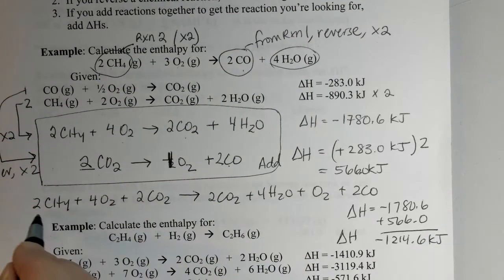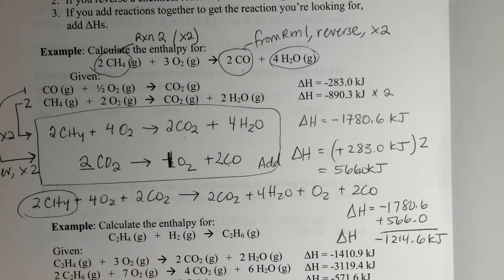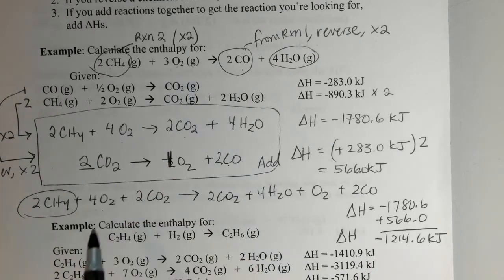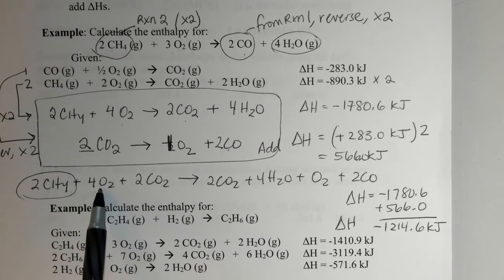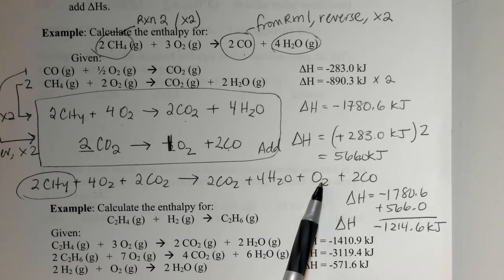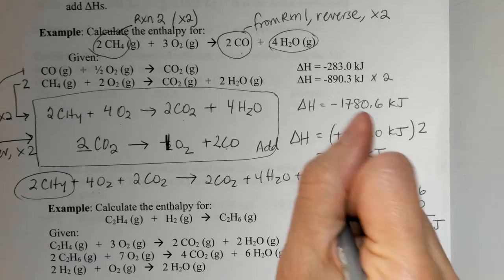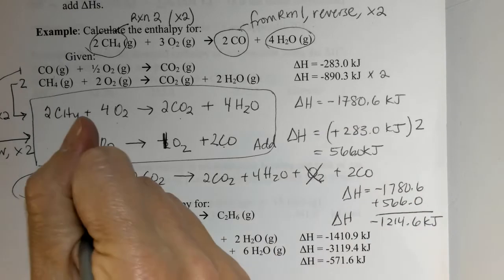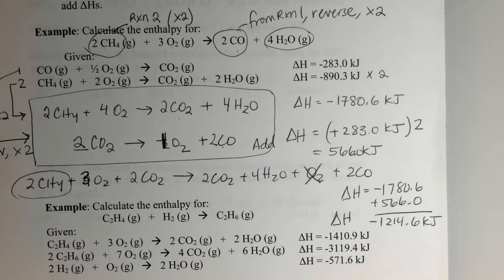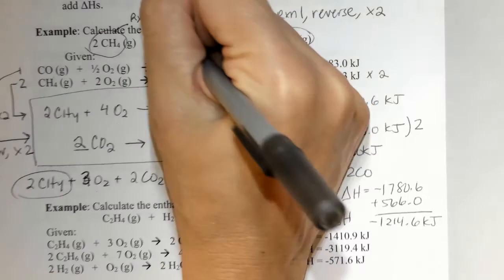Well, I've got my 2 methanes. Now let's look at the oxygen. I have 4, but I should only have 3. Well, I have 4 on the reactant side, and I have 1 on the product side. So I'm going to subtract 1 O2 from both sides. So the 4 became 3. All right, so now that works.